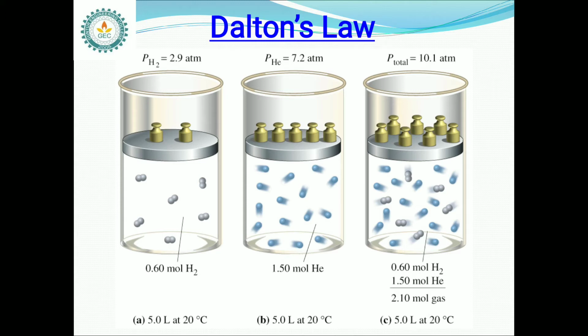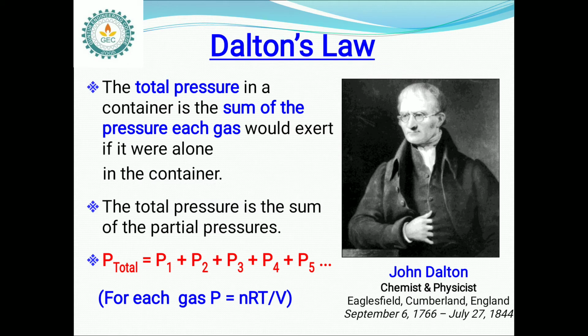Now you can observe in the third container P total is equal to 10.1 atmospheres. Why this 10.1 atmospheres? It is attained by adding the hydrogen gas and helium gas. You can observe the gases individually in the first two containers, and in the third container we add both gases in one container under the same volume and temperature. So that's why in Dalton's law he told that P total is equal to P1 plus P2 plus P3 plus P4 plus P5 and so on.